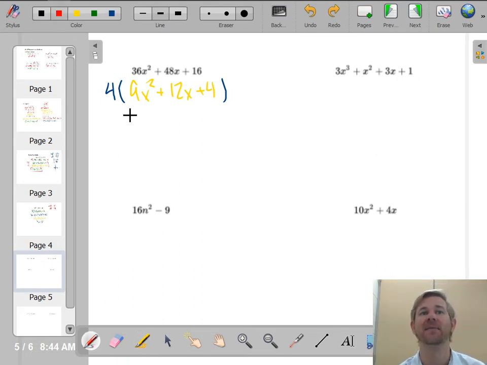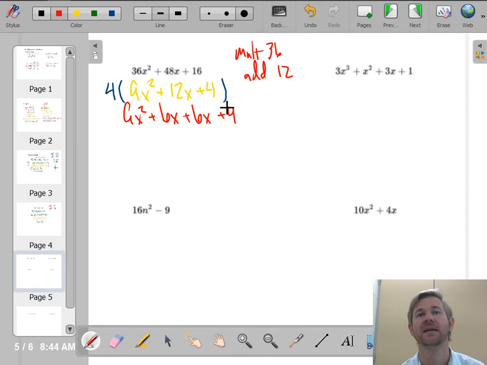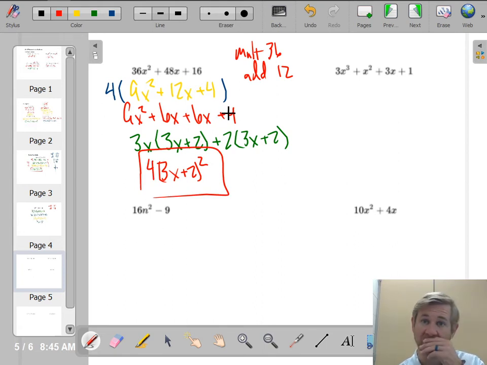Now I can play the same game I've been playing, multiply those two, find numbers that multiply to 36 and add to the middle. The middle is 12. So what multiplies to 36 and adds to 12? That's another perfect square. 9x squared plus 6x plus 6x. 6 times 6 is 36. 6 plus 6 is 12. Now we do GCF. 3x plus 2 plus. GCF here is 2. 3x plus 2. And I end up with, you can see 3x plus 2 and 3x plus 2. So I'll just write 3x plus 2 squared, and then that 4 has just been hanging out front. So 4 times 3x plus 2 squared.